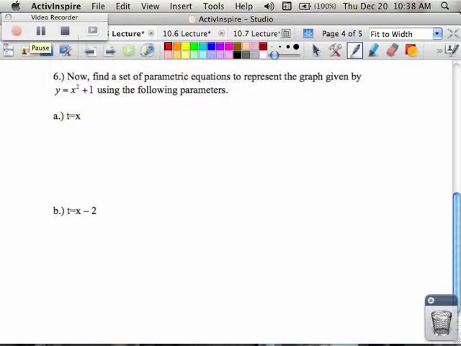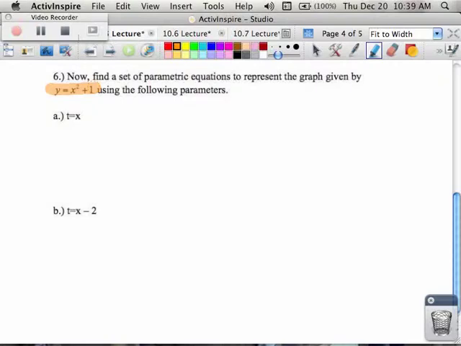In number 6, what we're going to do this time instead is we are going to go backwards. Instead of eliminating the parameter, we're going to create parametric equations. So the cool thing is, when you're creating parametric equations, you start with what they call function notation, y equals x squared plus 1. This is a parabola, right, that has its vertex at 0, 1 and opens up. And you're going to create an x and y equation that represents the same exact thing.